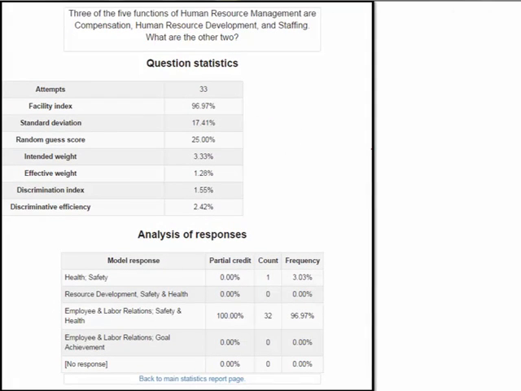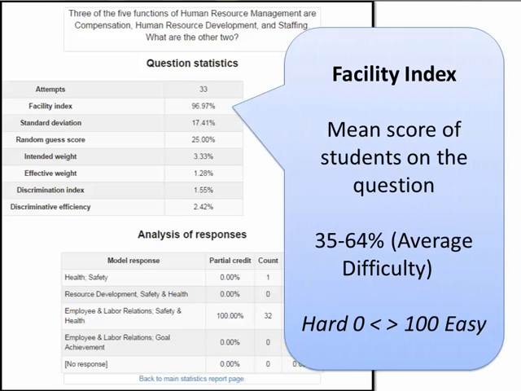Moving beyond this simple check, Moodle provides a number of very telling statistics about each question. First, the facility index provides the mean score for the question, and the goal is to get between 35 to 64% for this metric. The closer that FI is to 100%, the easier the question, with 100% itself meaning everyone got it right. And an FI of 0 means the question was very difficult and no one got it right.